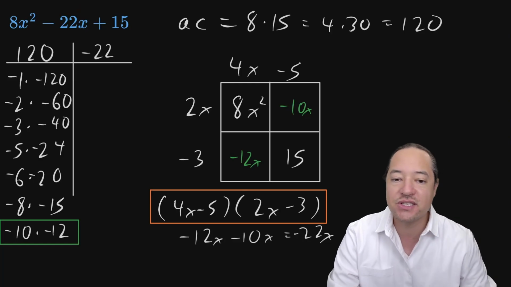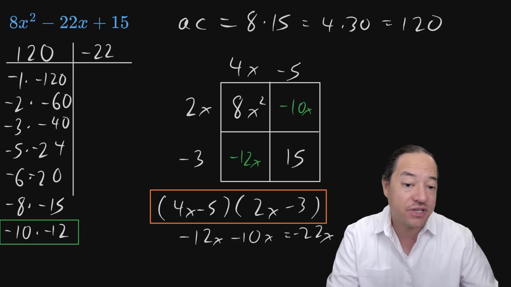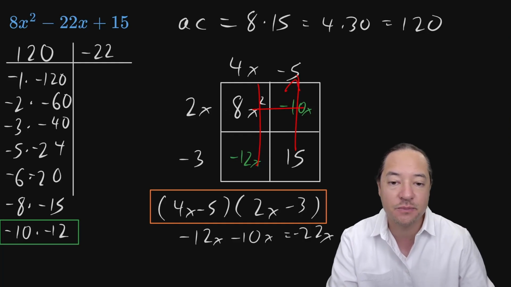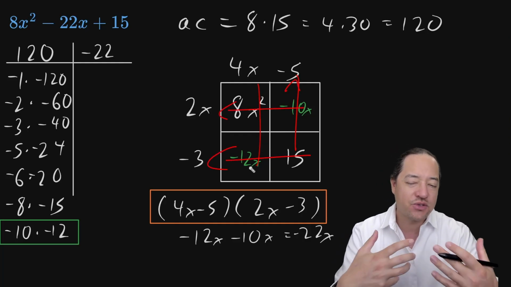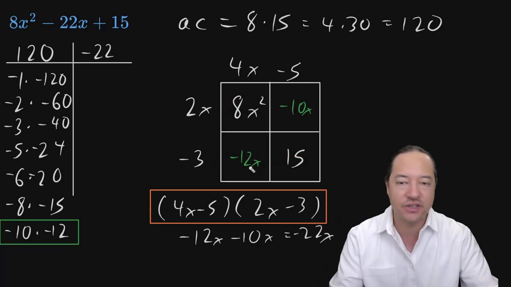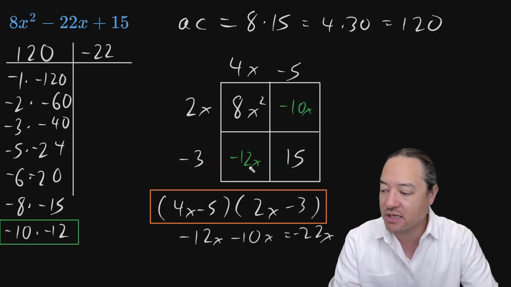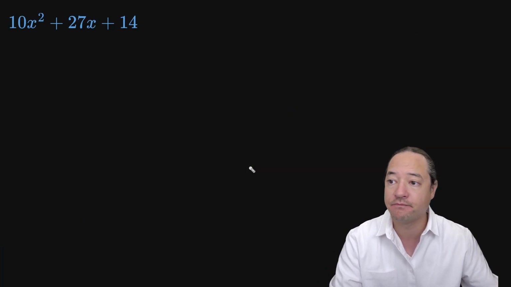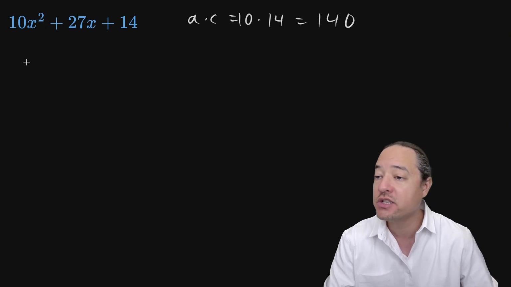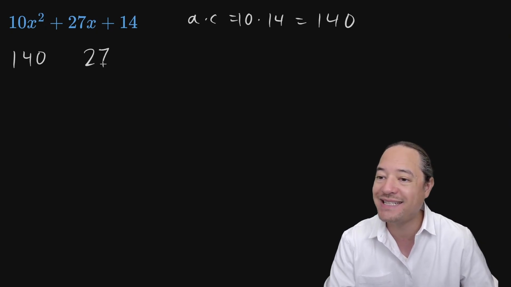And so you can sort of see we did that double factorization, factoring out the greatest common factor just by doing the columns and then the rows. So that's just a different way of organizing how you do that double factoring step. All right, let's take a look at another one. Once again, we want to find a times c, right? That's going to be 10 times 14. That's 140. So we want to find the factors of 140 that add up to give us 27.